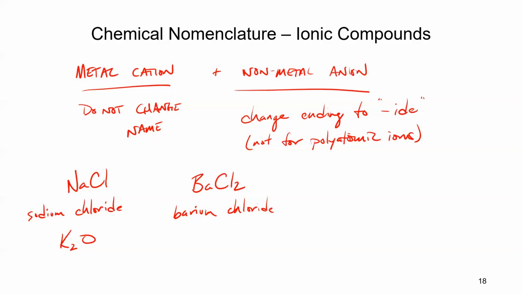How about if we had K2O? What's our element K? Potassium. Potassium. And so how do I make oxygen into an anion? Add the IDE at the end, and so it becomes oxide. Absolutely. And so what you take off to add that IDE, there's no set rule. It's just kind of what sounds right? We're not going to make it oxygenide or oxygide, right? We're going to make it oxide. And so we're going to take the ending off and add IDE.